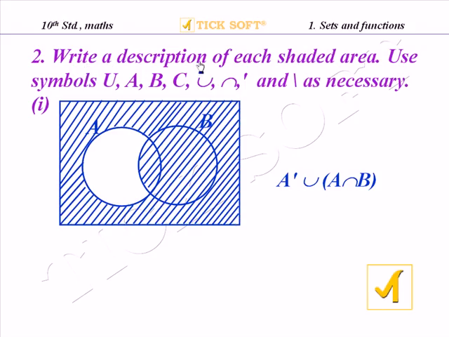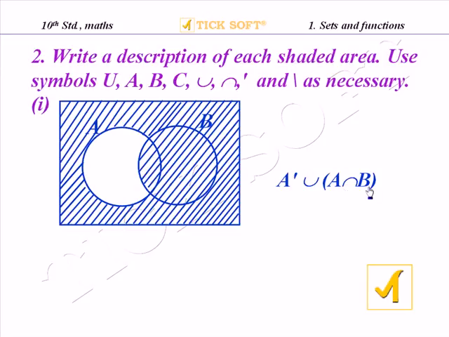Write a description of each shaded area. Use symbols, universal set, that is U, A, B, C, union, intersection, dash and difference as necessary. So using all these symbols, we have to find a description of each shaded area. So here A is not there. So except this A, we are having all the portion. So first what can we say is we are finding A intersection B. So this is your A intersection B. A intersection B means only this interior part.